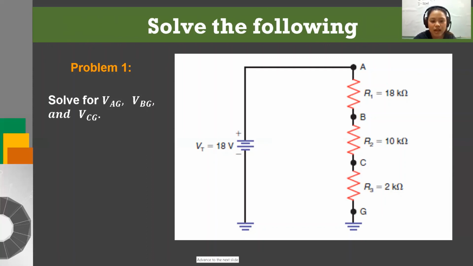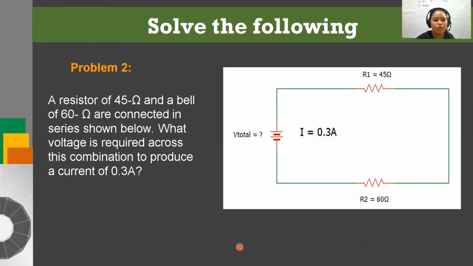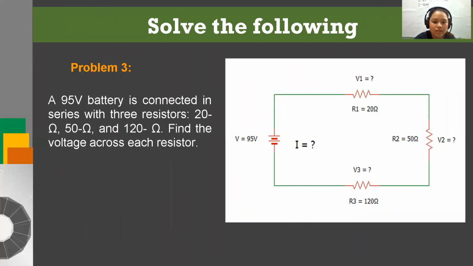And next, we also have here problem number 2. So we have here a resistor of 45 ohms and a bell of 60 ohms connected in series as shown. What voltage is required across this combination to produce a current of 0.3 ampere?